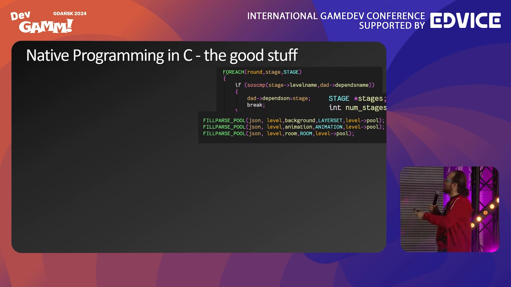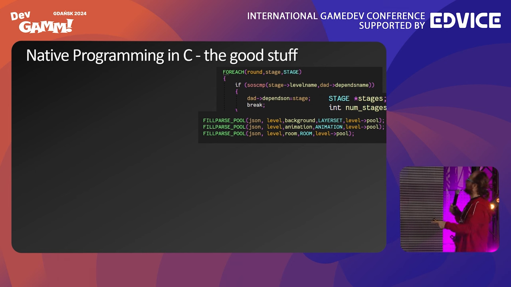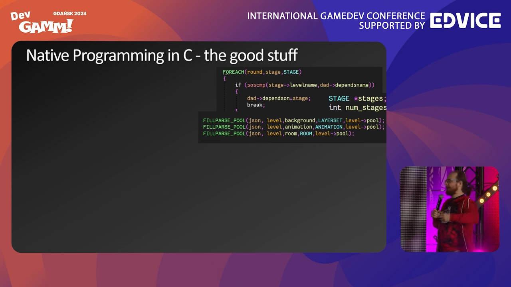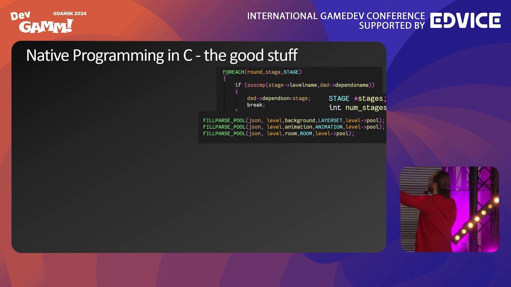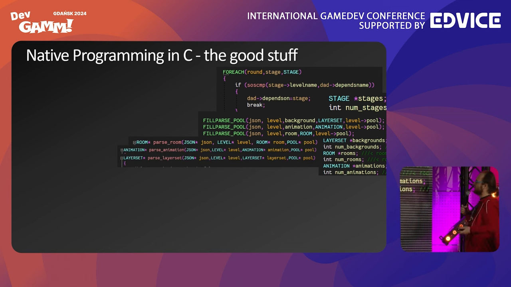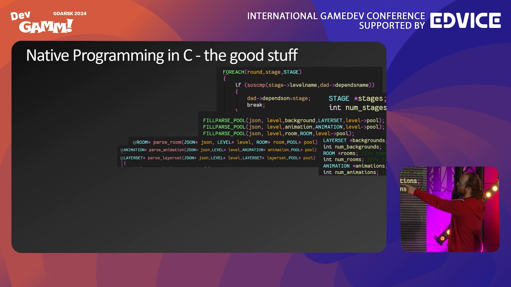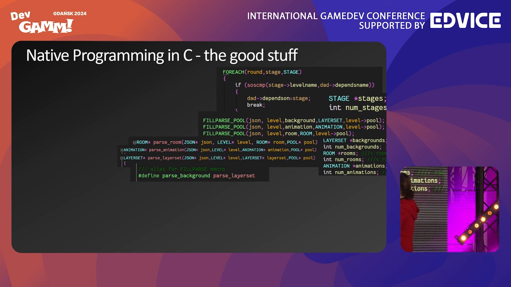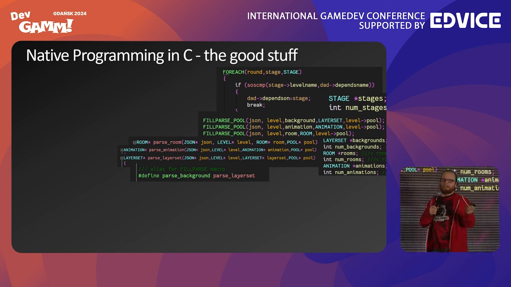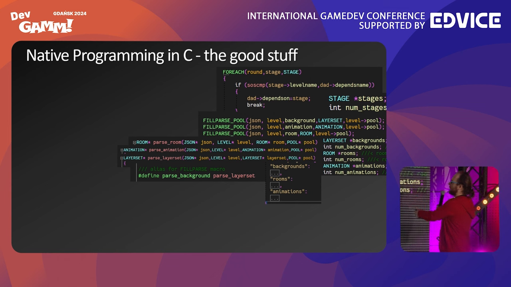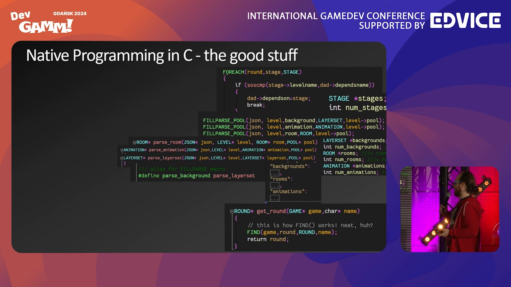If I just keep that, I can have things like fill parse. So it takes stuff from JSON. It parses the JSON, and it creates entities for me and fills all this data with one line of code that I don't have to repeat. I just need to remember to have proper naming for the structures and for the functions as well. And if I have a different name, suddenly I can just do a define to create the name that will work with my macro. And I can have it parsing the backgrounds, the rooms, and animations.